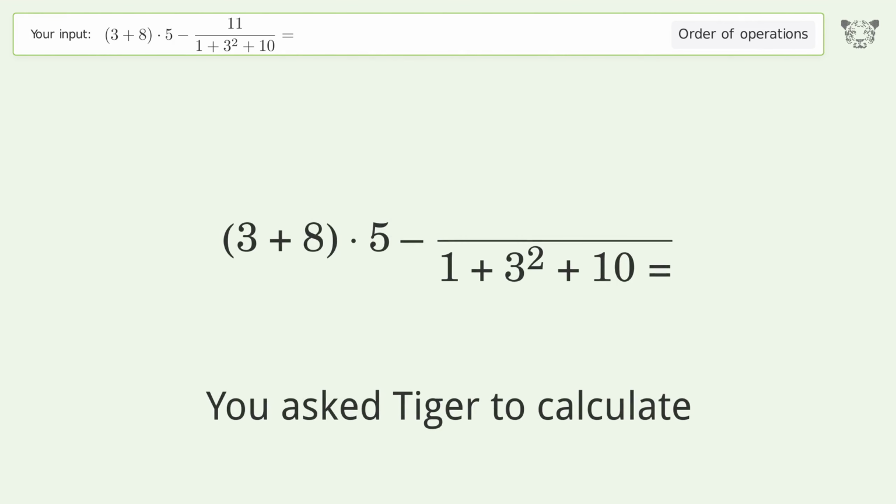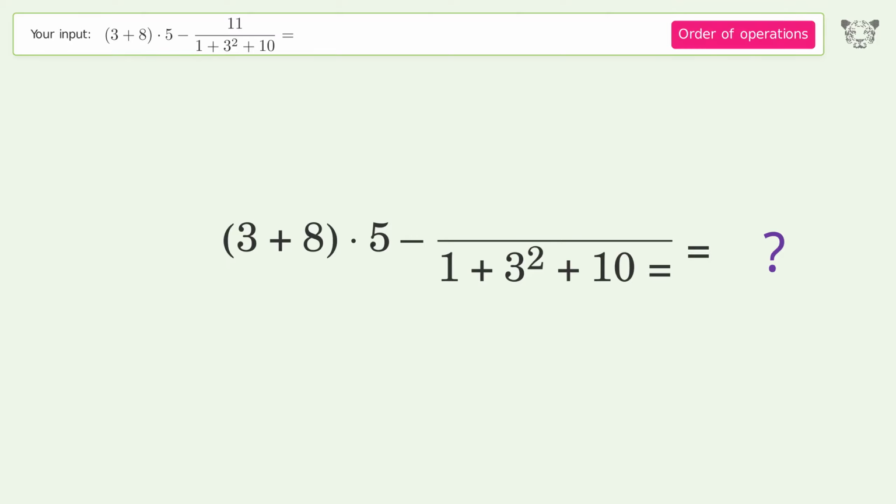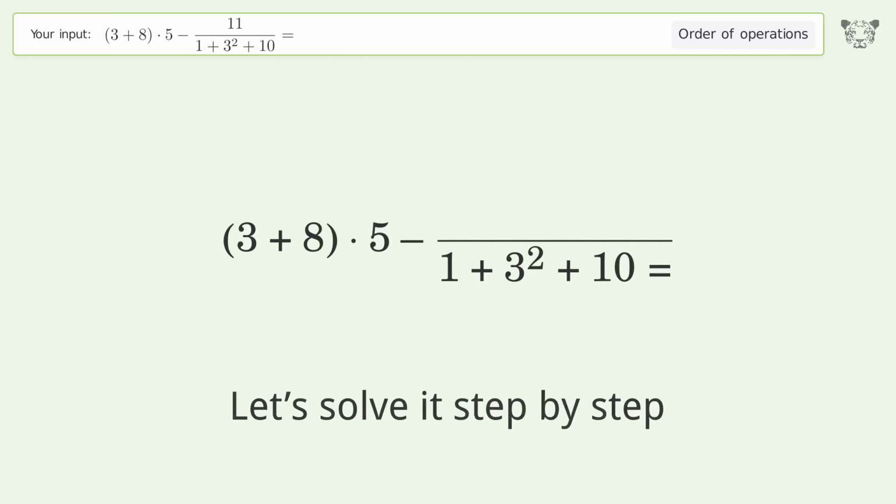You ask Tiger to calculate. This deals with the order of operations. The final result is 54.45. Let's solve it step by step.